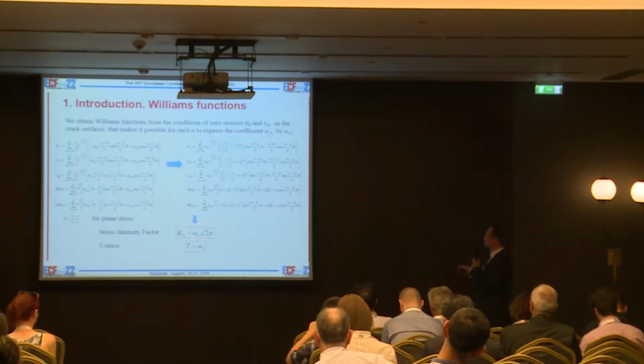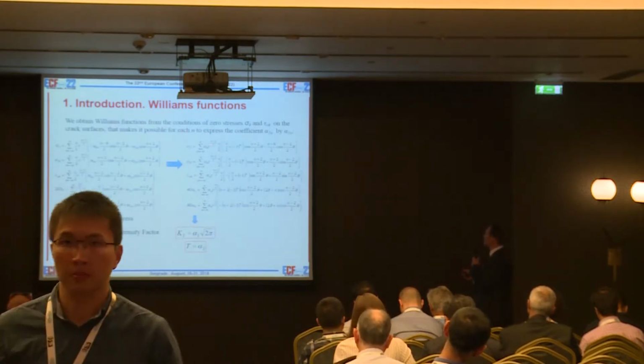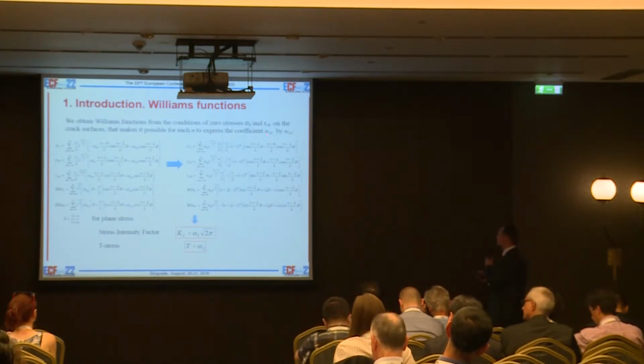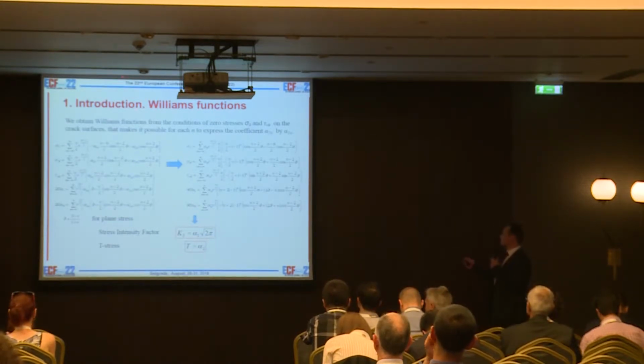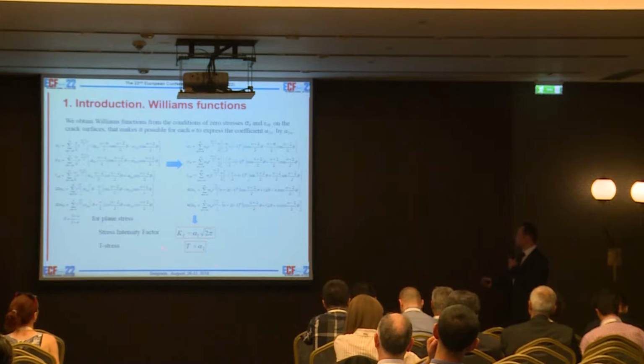We have two sets of unknowns, alpha 1n and alpha 2n. So using the conditions of zero stresses at the crack, we can express the coefficients alpha 2n by alpha 1n and get the following series for our stresses and displacement. And thus, we have only one set of coefficients, alpha n, and they should be determined from the boundary condition. And using them, we can easily obtain the stress intensity factor and the stresses.